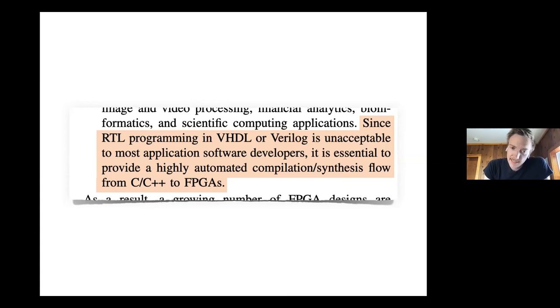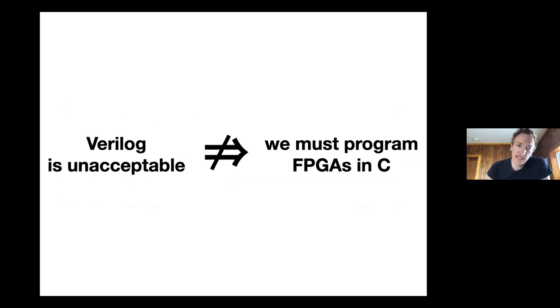The reason I have this sentence here, and the reason I think it's remarkable, is that I agree so strongly with the first half, and I disagree so strongly with the second half. I agree that Verilog is unacceptable for most mainstream programmers to design accelerators in. However, it's not necessarily an implication that we therefore have to turn to C as the higher level language. And in fact, I think this is a mistake.